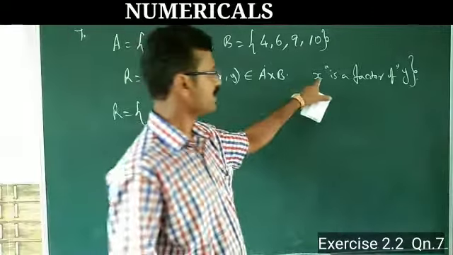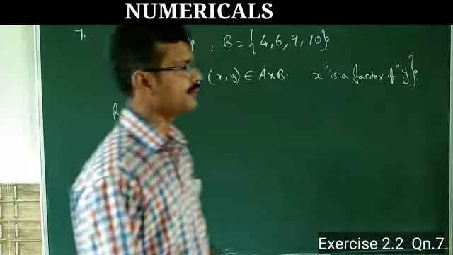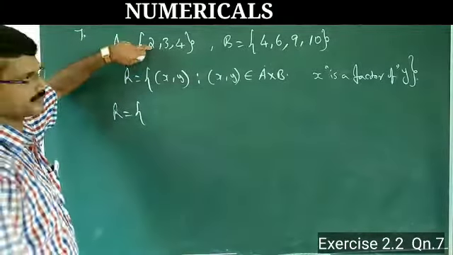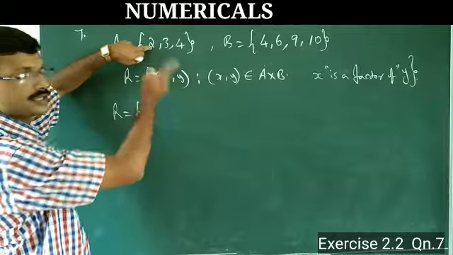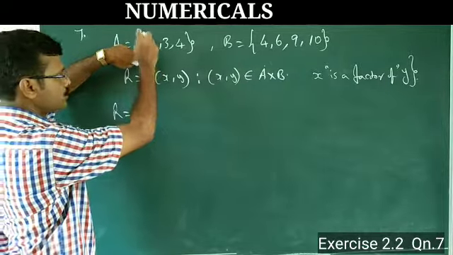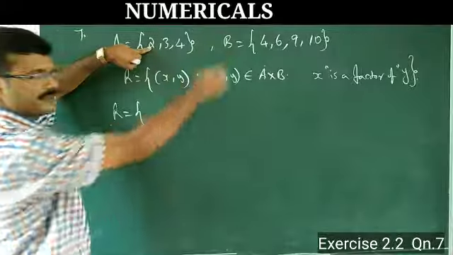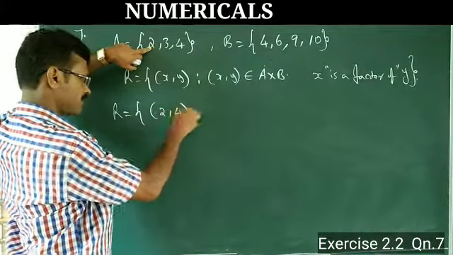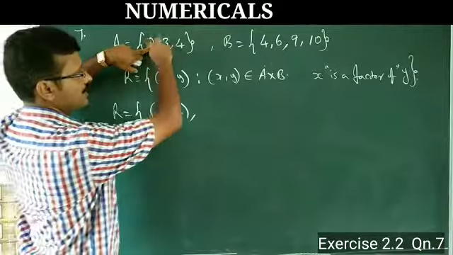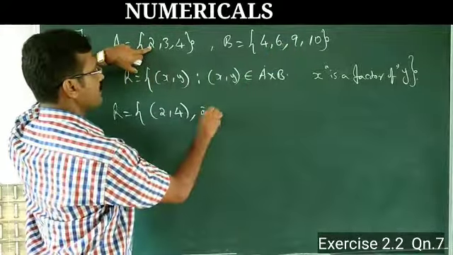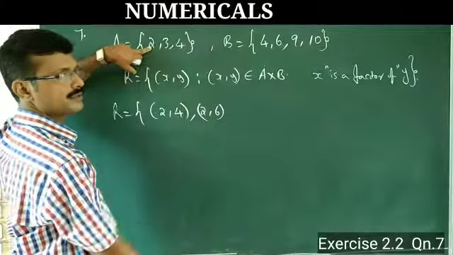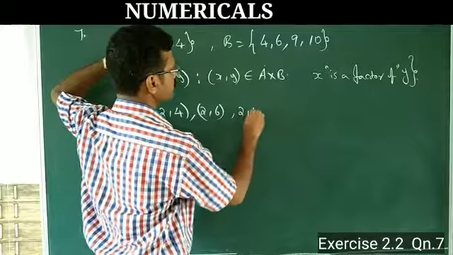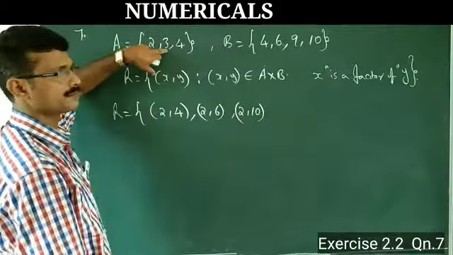Its meaning is x is a factor of y. We only have to select such type of elements. X will be from the first set. So process it in the mind and select the elements. First of all, check with 2. 2, 4: is 2 a factor of 4? Yes, 2 is a factor of 4. Now what about 2, 6? 2 is a factor of 6, alright. What about 2, 9? 2 is not a factor of 9, that is not possible. 2, 10 is possible.